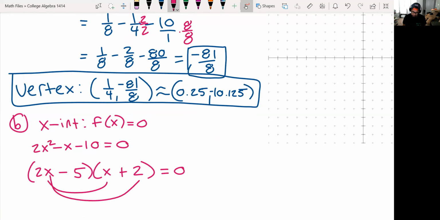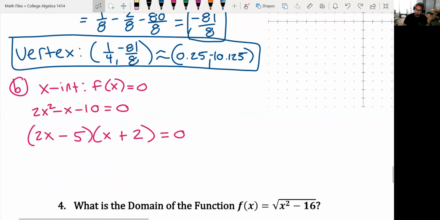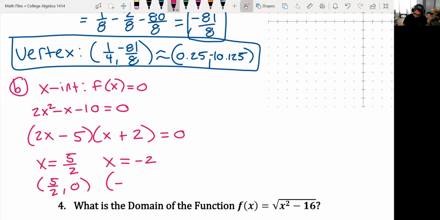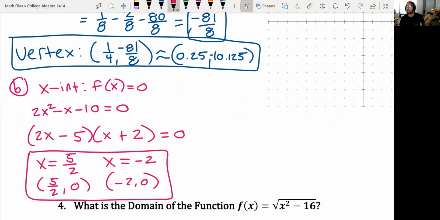That's 2x squared, that's 4x, negative 5x, and negative 10. So 4x minus 5x gives me the negative x in the middle. Hey, factorable, good. Which means set them equal to 0, and we'll get x equals 5 halves, and x equals negative 2. And there's our x-intercepts.